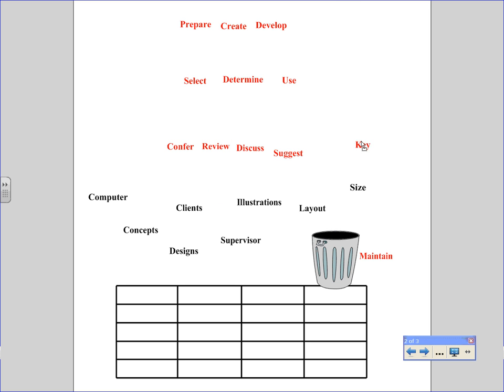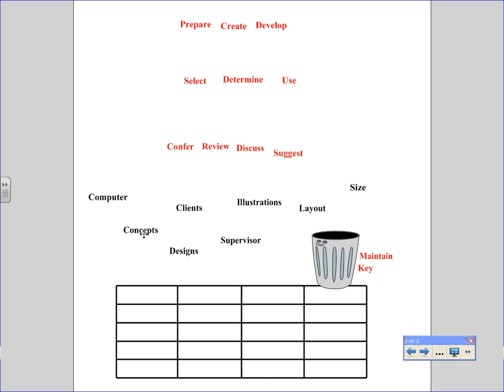Now our last red word is key. The key means to keyboard something. So we have to decide, well, keyboarding something is not like preparing or creating it. Well, I guess it could be preparing, but I don't know. It's not really like selecting. It's not really reviewing. So I'm going to put that in the garbage. I just don't want to use it. My brain says these ideas are not as important as these ideas. So I'm going to trash them.